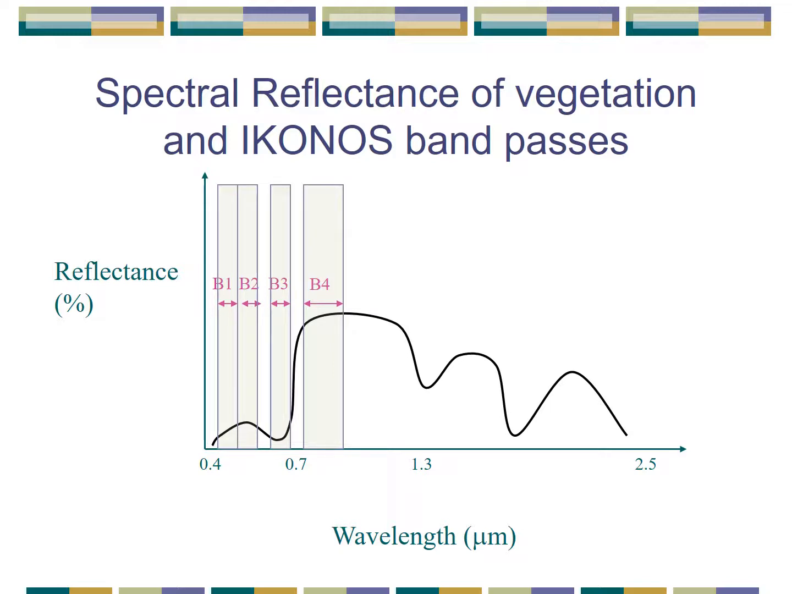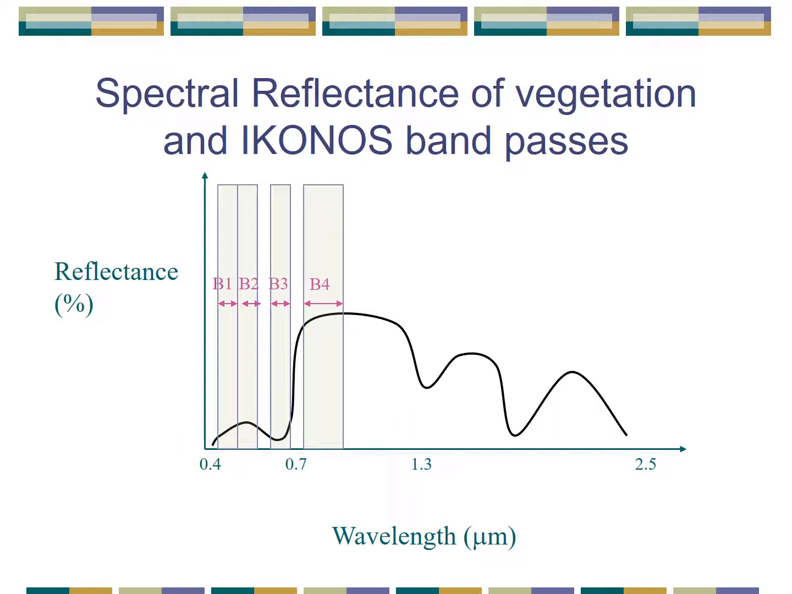Well, our satellites that we have in space that collect this information for us often collect the information in what we call bands. And bands are not a single frequency, but a range of frequencies. So it might be, for example, from 0.4 to 0.5, from 0.5 to 0.6, and then maybe from 0.7 to 0.8, or something like that.